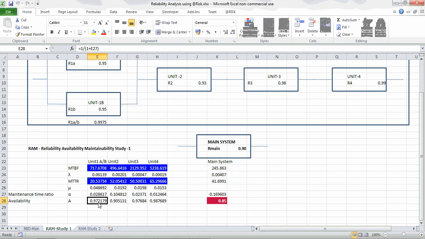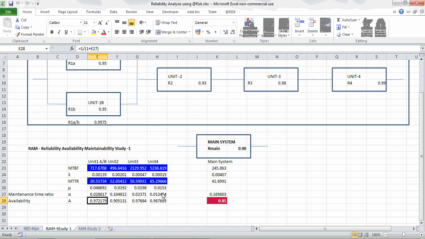Availability factors the maintainability into reliability, so you get a total picture of the availability of the units. And for finding out the return on investment, availability is an important factor. Reliability is a design factor. Availability is the actual availability of the unit, which factors in the maintainability. So availability is an important factor when it comes to operation of the unit.